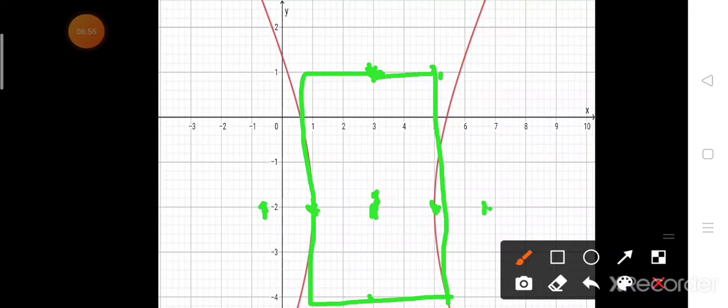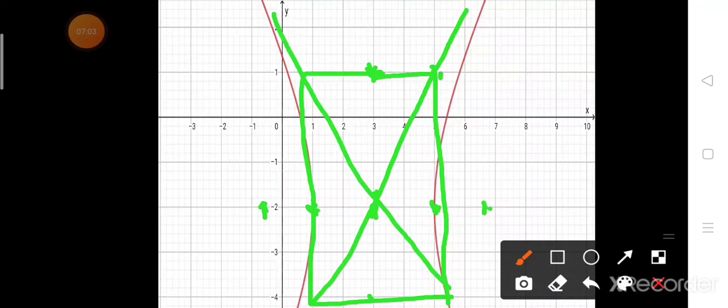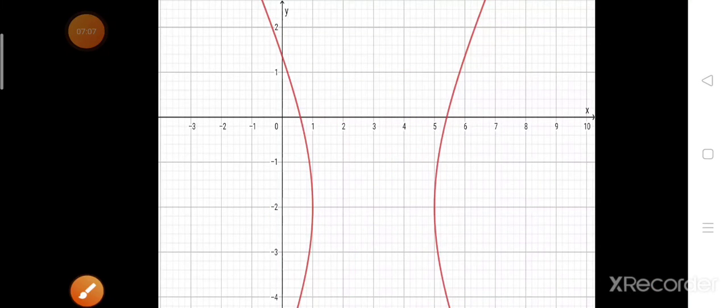Okay, so our equations of asymptotes look like this. We have two equations of asymptotes. One is this one. Okay, so that's all for the graph of our given example.